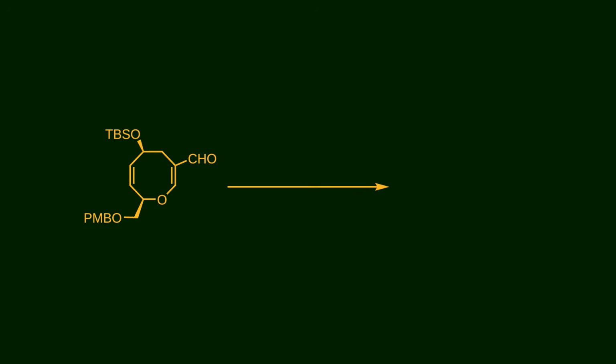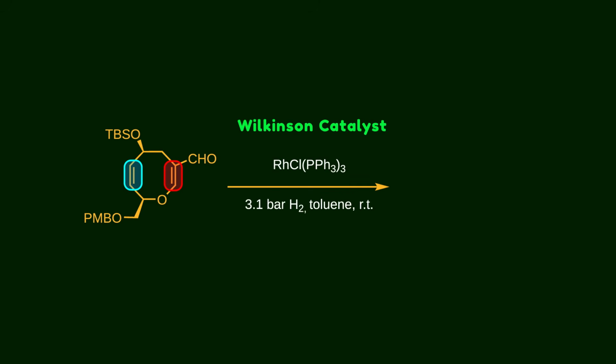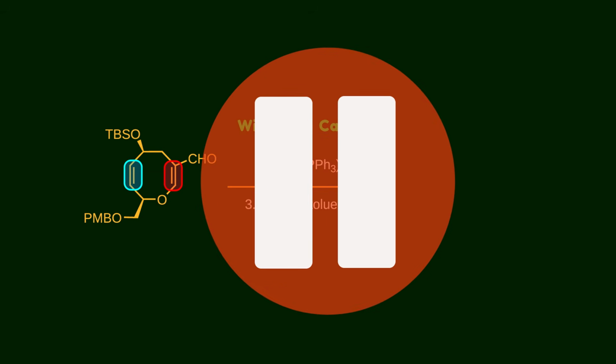This 8-membered ring includes two double bonds. One of them is reduced in the next step. So we need a reagent that can differentiate between the two double bonds. Wilkinson's catalyst gives us this kind of selectivity. Pause the video and think about which double bond is reduced.